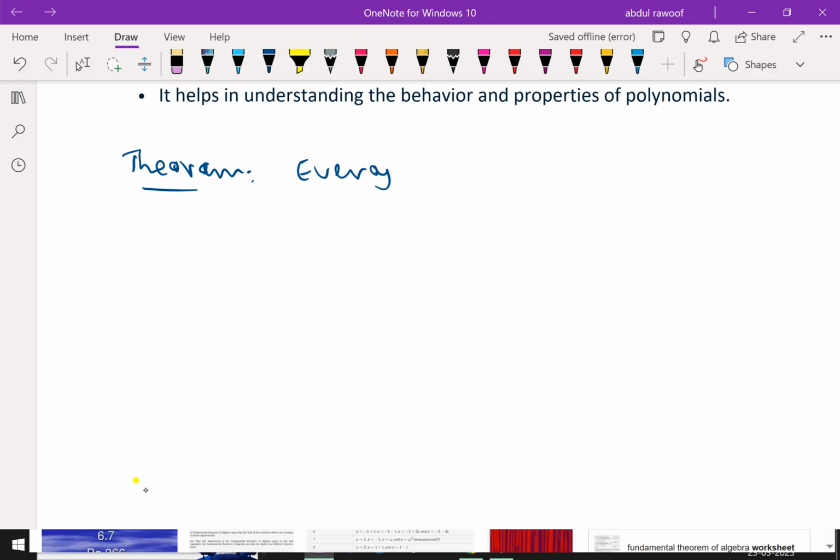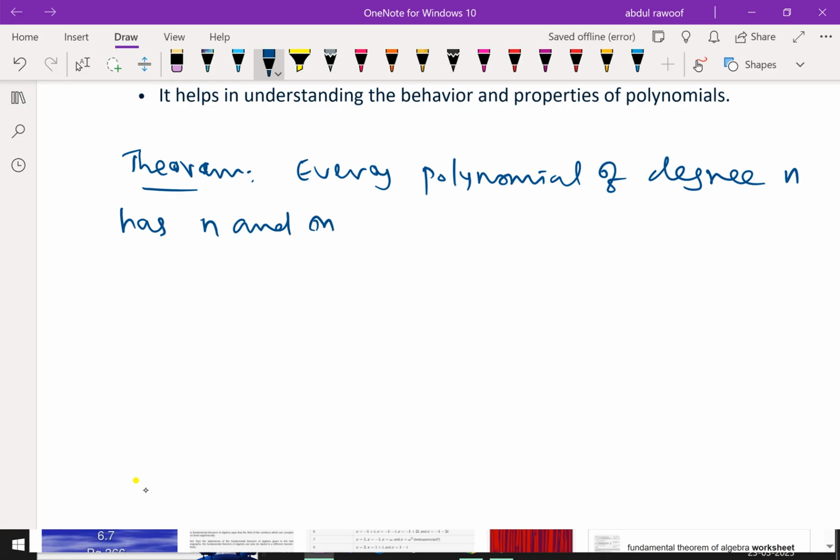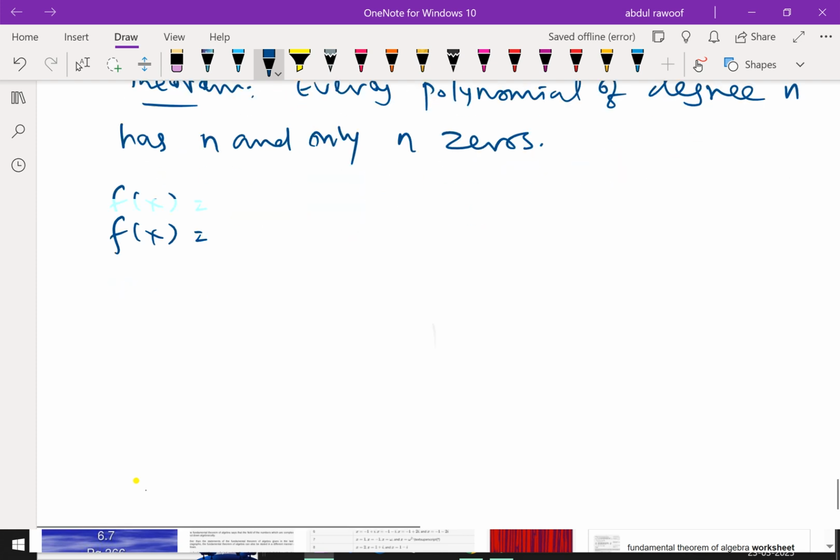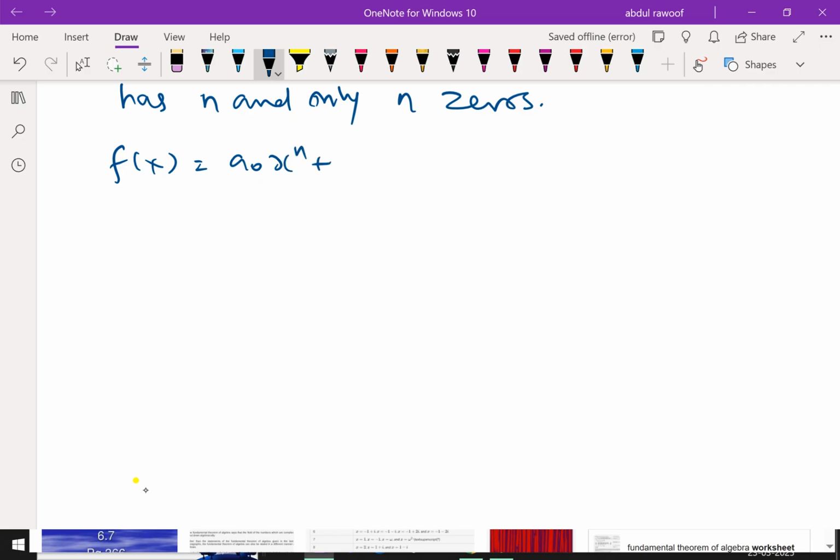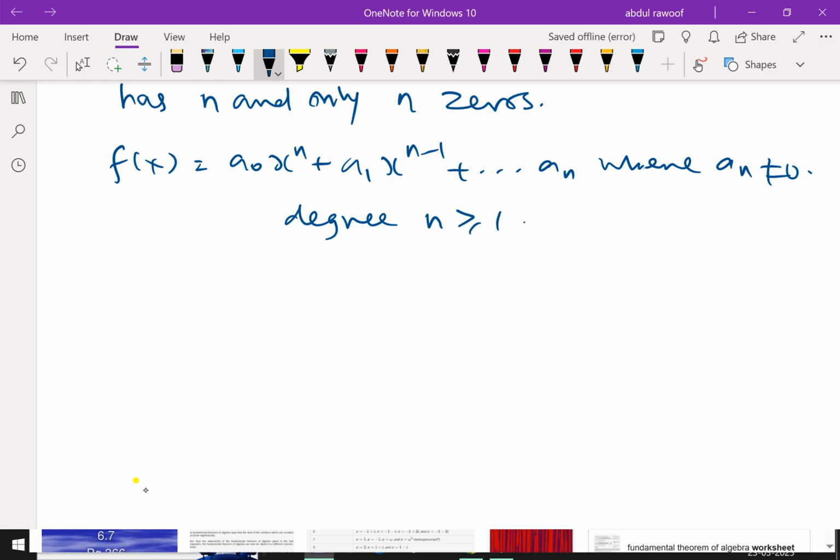Every polynomial of degree n has n and only n zeros. Now, for example, look at this polynomial f of x equal to a0 x power n plus a1 x power n minus 1 plus dot dot dot plus an, where an is not equal to 0, the term must be there. This degree n is greater than or equal to 1. This is the fundamental theorem of algebra.